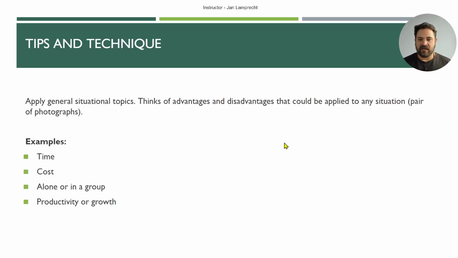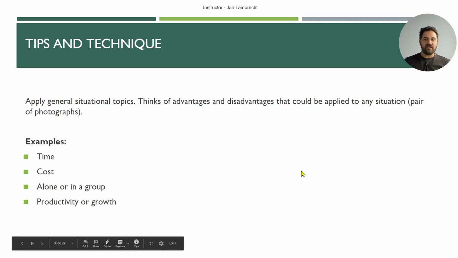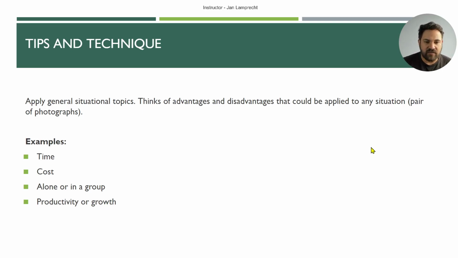Now, okay, so you can apply general situational topics, things of advantage and disadvantages that could be applied to any situation. For example, a pair of photographs. Okay, so that's a spelling mistake right there. Not important. The important thing is, okay, things that all photographs have in common is the time. Okay, so how much time some people spend doing things. This can be applied to anything.